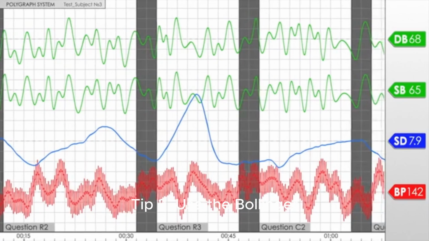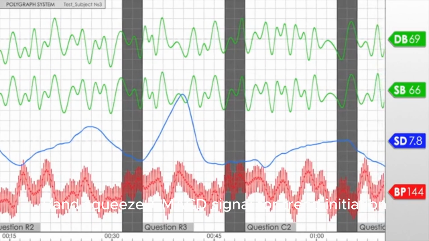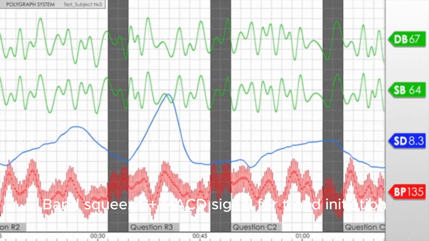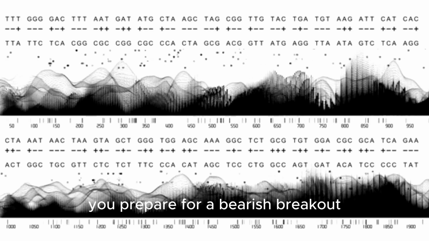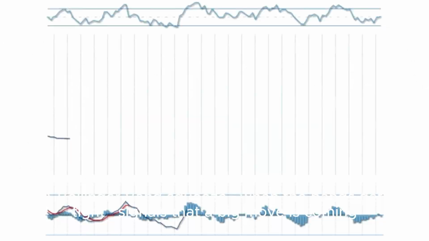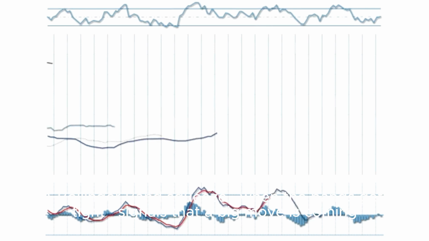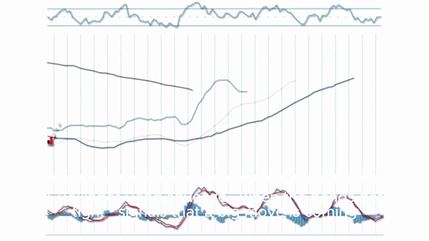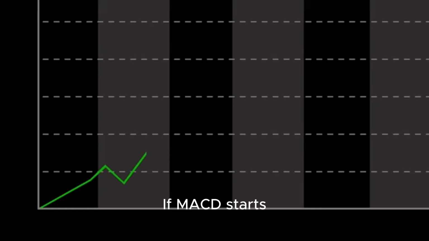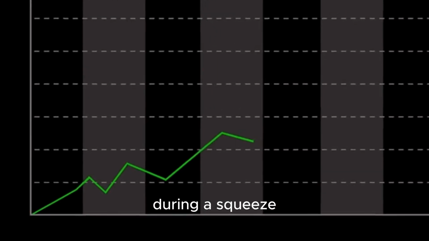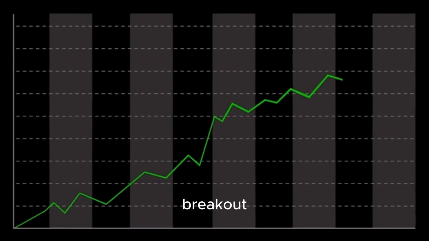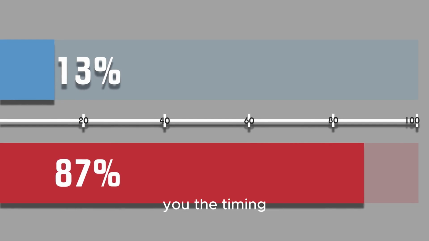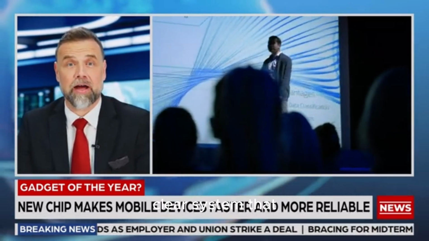Tip 2. Use the Bollinger Band squeeze plus MACD signal for trend initiation. If it turns downward and histogram bars deepen below zero, you prepare for a bearish breakout. Bollinger Band squeeze. When the bands get tight, it signals that a big move is coming. If MACD starts turning upward during a squeeze and crosses the signal line, it often leads to a powerful bullish breakout. The squeeze gives you the timing, MACD gives you the direction, and you want a clear system that aligns volatility with momentum.